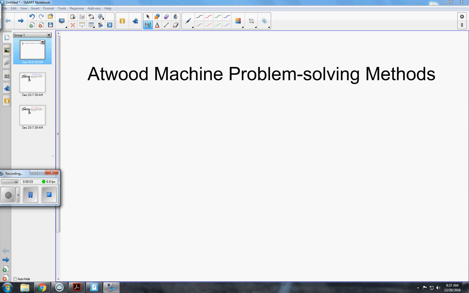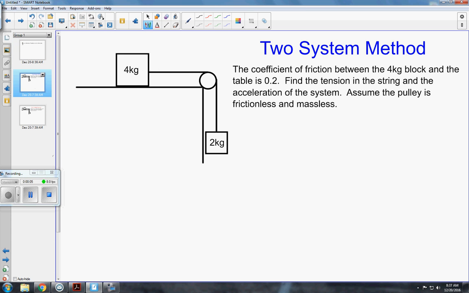We're going to look at how to solve an Atwood machine problem. I'm going to do this two different ways. The first way I'm going to do it is with the two system method, and the second way will be the one system method. So we need to set our two systems.